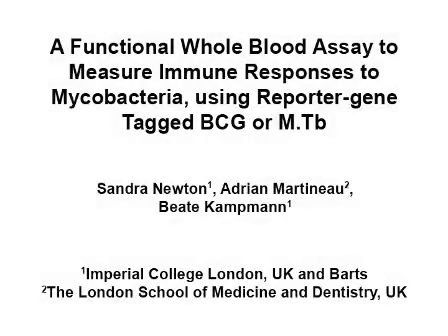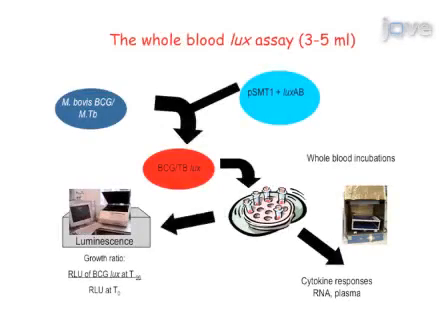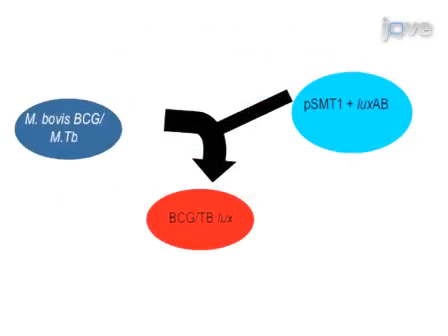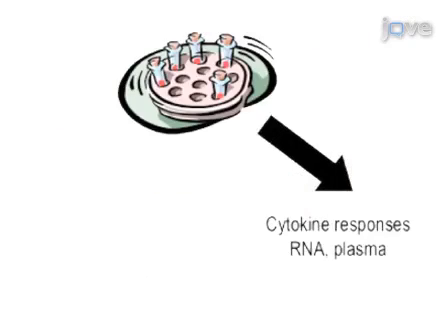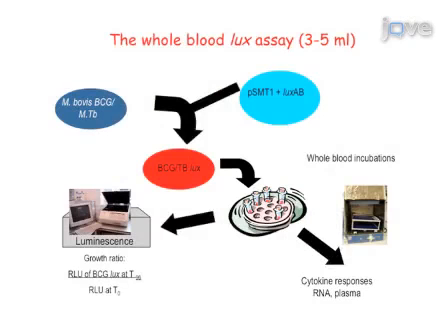This in vitro assay measures mycobacterial metabolic activity in whole blood to evaluate the effect of interactions between mycobacteria and host immune cells. First, add reporter gene-tagged mycobacteria to whole human blood in order to provide a real-time readout. Over a time course, collect sample supernatants for cytokine measurements and cell pellets for RNA analyses.